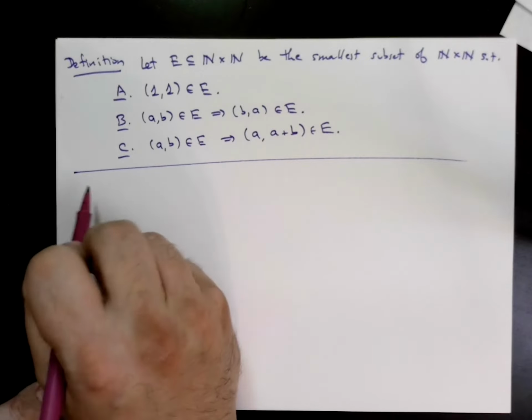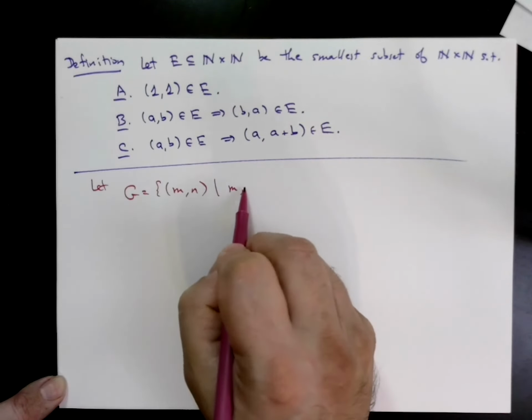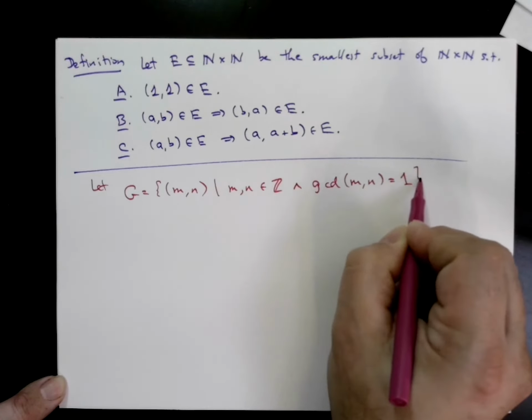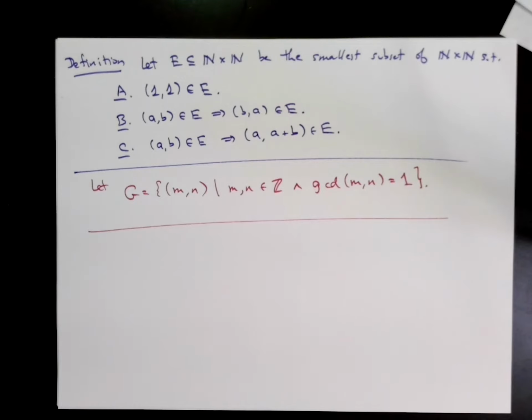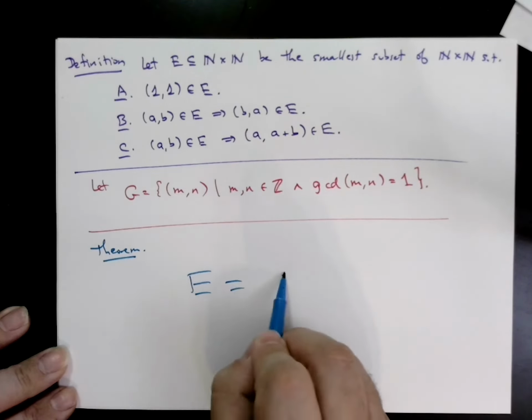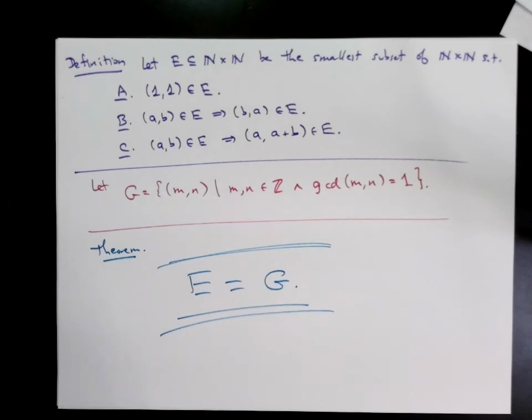Let us define G as the set of all pairs of relatively prime natural numbers. That is to say, all m and n in the integers such that the GCD of m and n is 1. The theorem that we're going to prove is that the set E and the set G are the same. Now, it's going to take a lot of work to get there from here. So before we start, a few words on why we might bother.